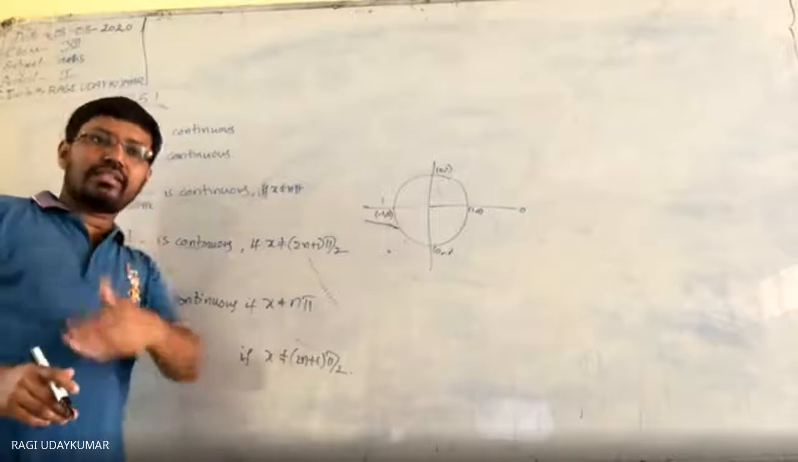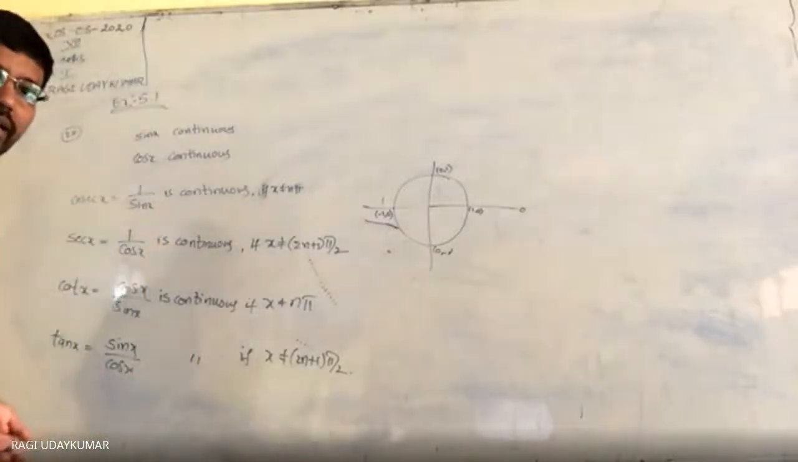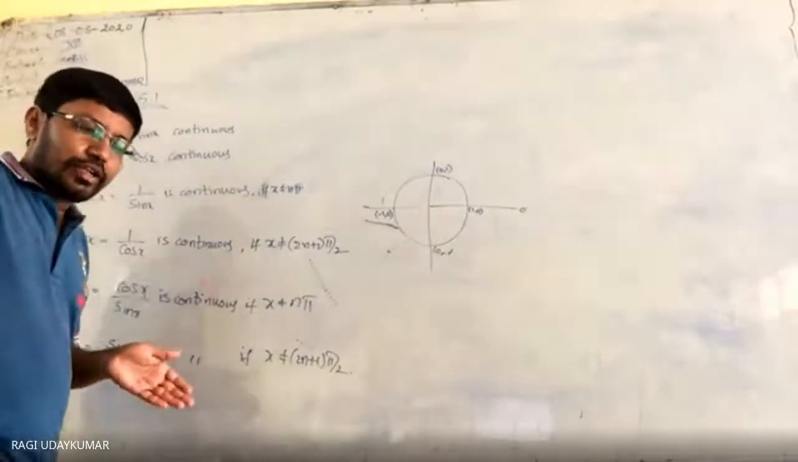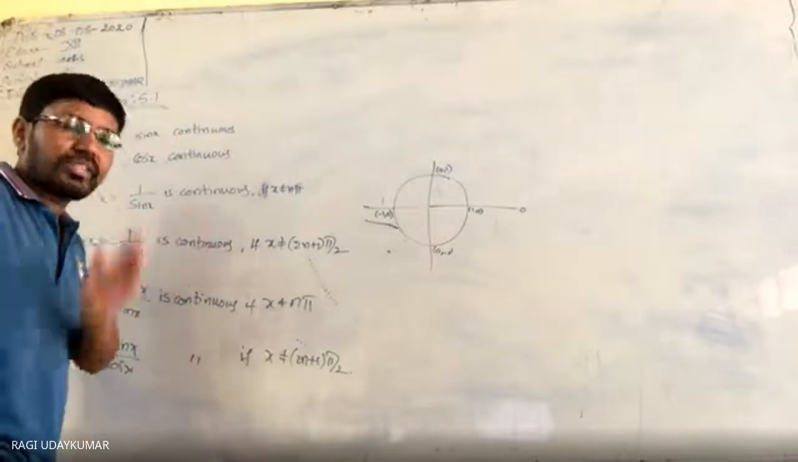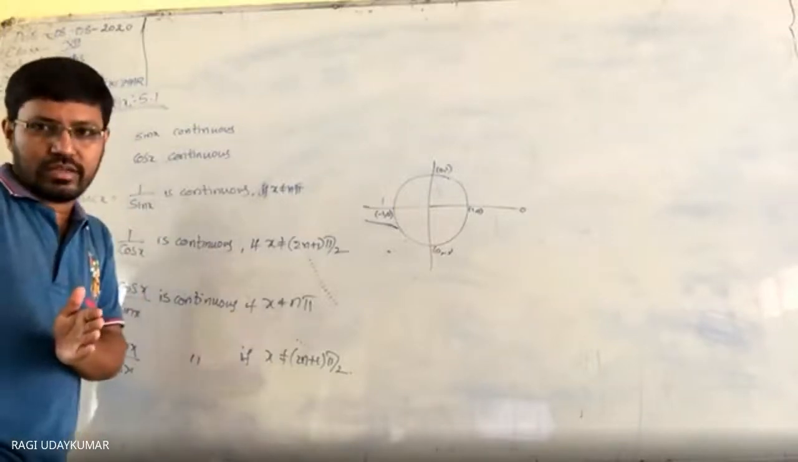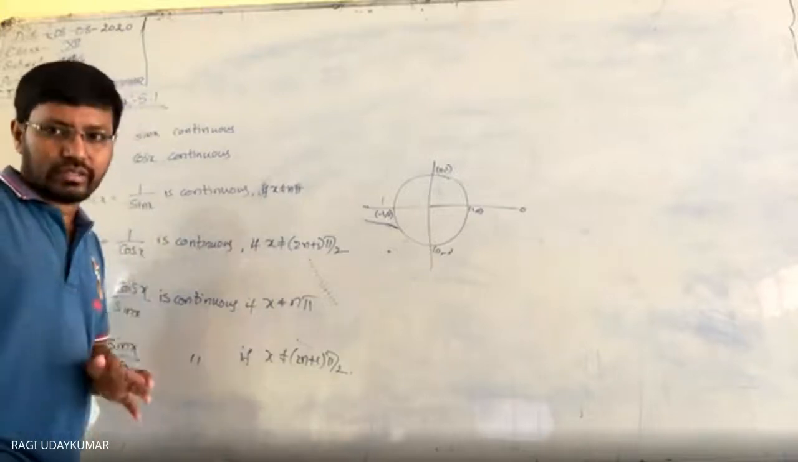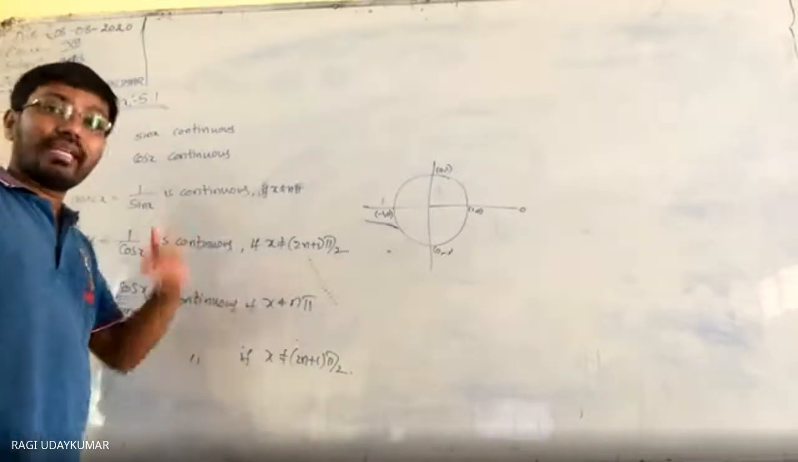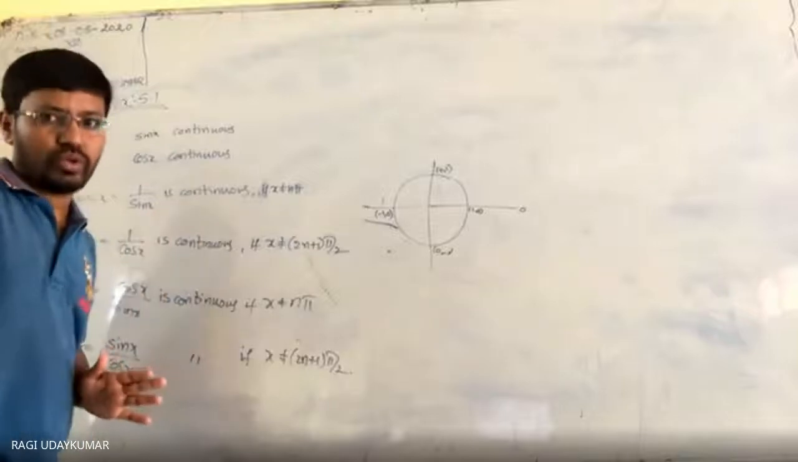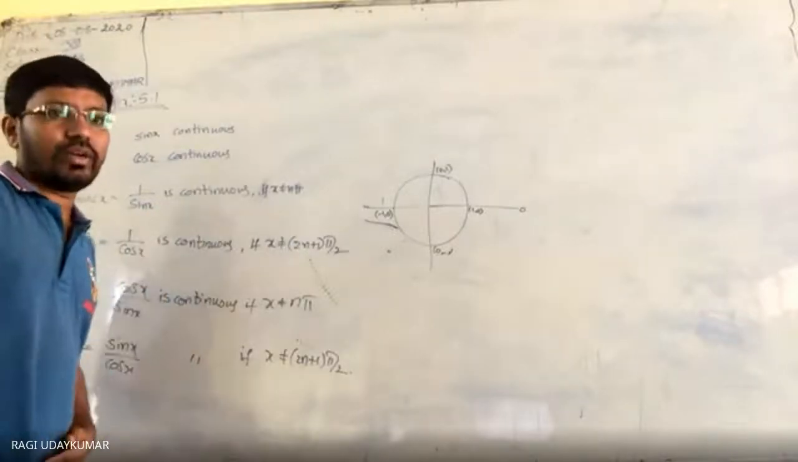So sin x and cos x both are continuous if you are proving. Then f of x is continuous, g of x is continuous, and h of x is continuous if you are taking. So their division also will be continuous, provided that the denominator is not equal to 0. So that case is to be taken into consideration.